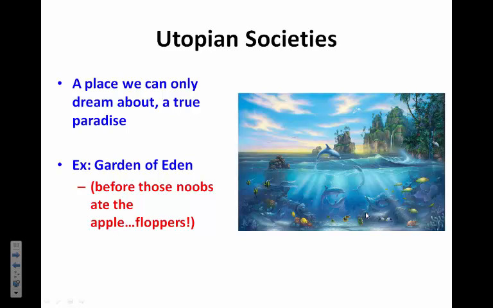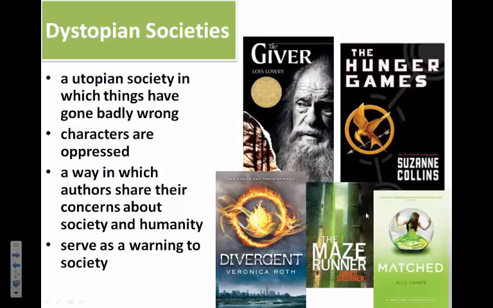So, most dystopian literature starts out with a utopian society, and then somebody within the society wakes up, and they're like, hey, this is not cool. They're brainwashing us. We need to rebel. And then, therefore, ensues the dystopian literature. The cool part.